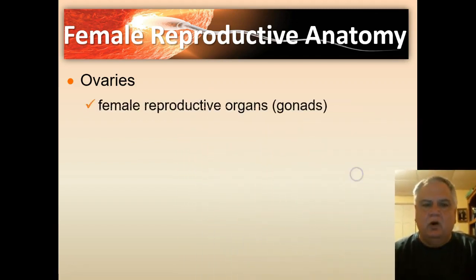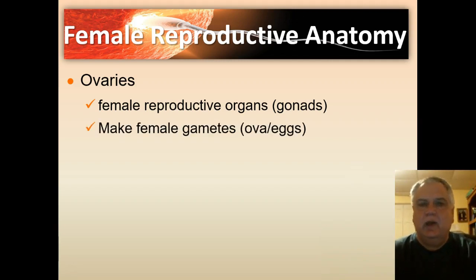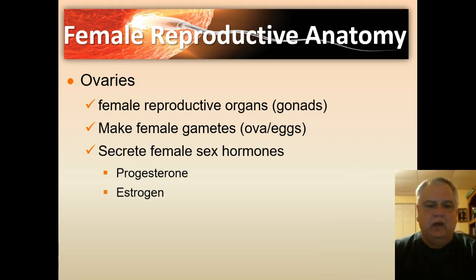So we begin with the ovaries. You may recall we talked about these earlier in part one. The ovaries are the female reproductive organs, or the gonads. Remember, gonad is a term we use in general, whether we're talking about male or female. Now, the ovaries are the female reproductive organs, and they are the structures responsible for making the female gametes. Remember, gametes are reproductive cells. The female gametes are the ova, or the eggs.